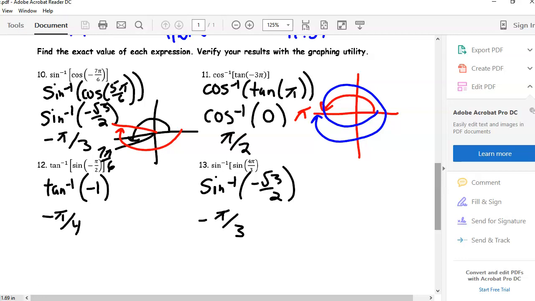Yes, Gary. Yeah, so negative 3 pi, you would just go around, that'd be negative pi, that'd be negative 2 pi, that would be negative 3 pi. So you just keep going around. Other questions on those 4? And you can check it to make sure that you're doing it right.